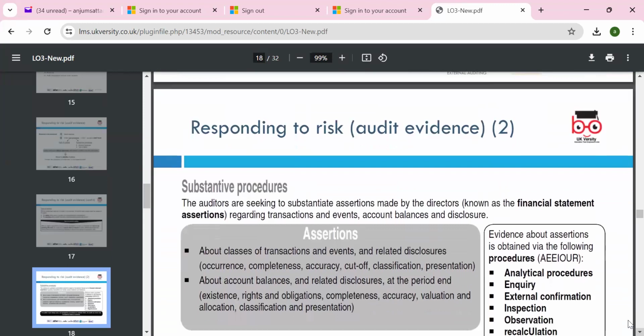We can look at responding to the risk and audit evidence, the substantive procedures in detail, seeking substantive assertions made by the directors, known as financial statement assertions regarding transactions, events, account balances and disclosures. Those are assertions about the classes of transactions and events and the related disclosures. So we can say an asset is really treated as an asset, a liability is treated as a liability. We put them under the correct category. Account balances and related disclosures include: occurrence, existence, rights and obligations, completeness, accuracy, valuation, allocation, classification, and presentation. Yes, so accuracy is there.